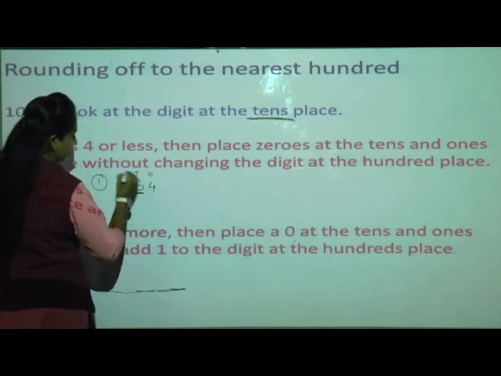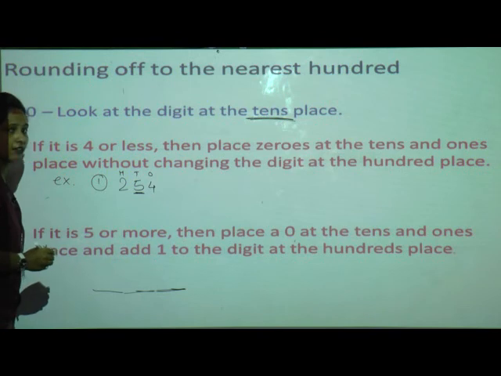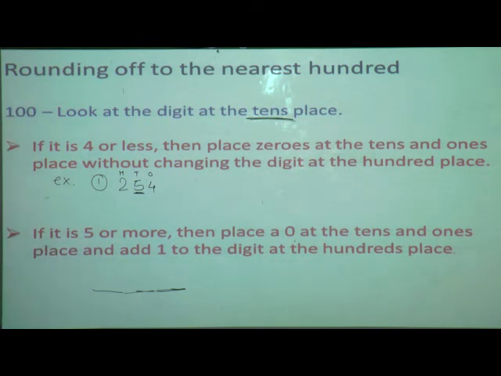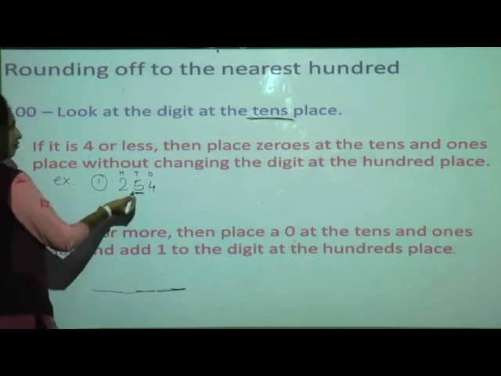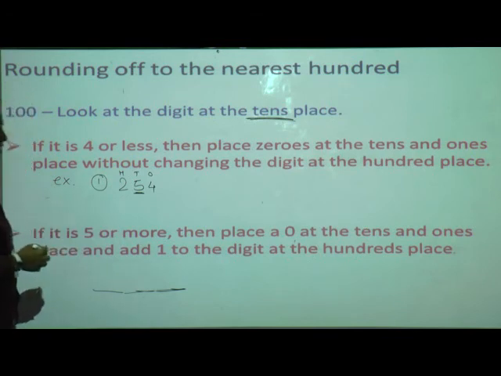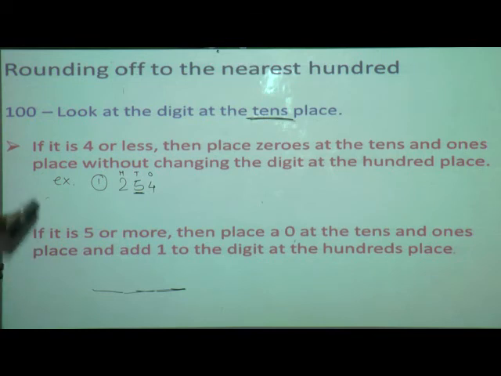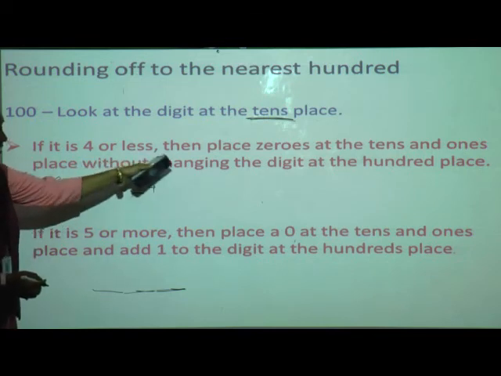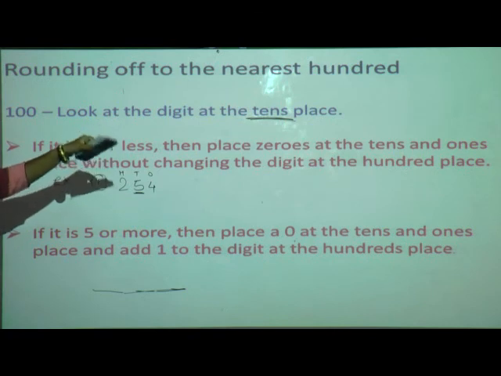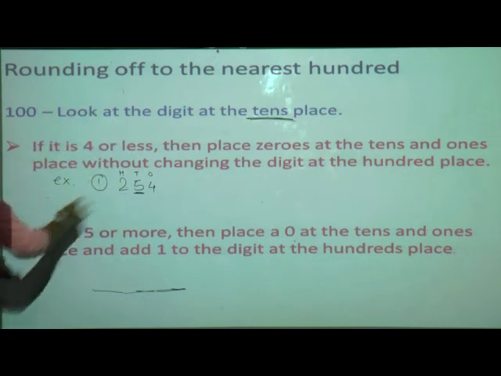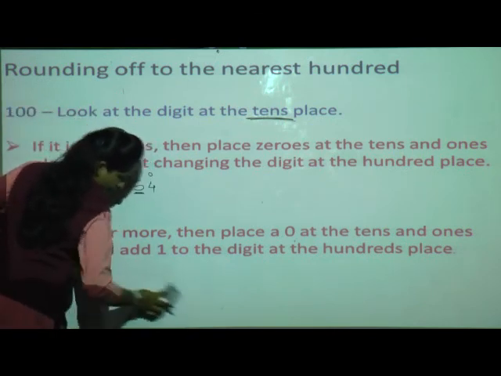This is ones, tens, 100. Whenever we are doing rounding to the nearest 100, we have to see the tens place. What is on the tens place? 5 is there. Then what to do? Yes, if it is 4 or less, then replace the zeros at the tens and ones. So it is not 4, it is 5.